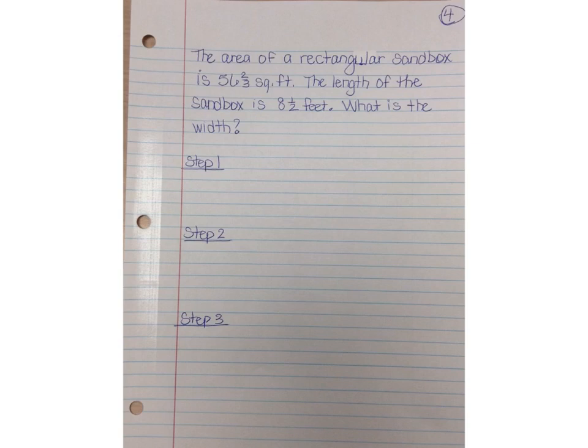Okay, so we're going to do a 3-step problem. So remember that area equals length times width. Okay, so we have the area, which is 56 2/3, and we have the length, which is 8.5 feet, times W. Okay, so in order to find out what W is, we need to divide 56 2/3 by 8.5.